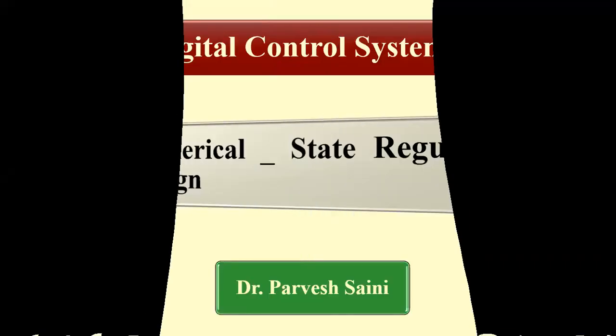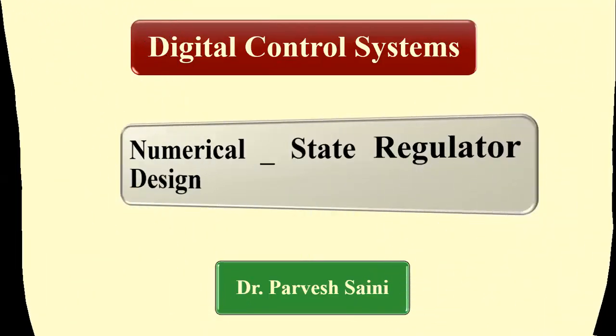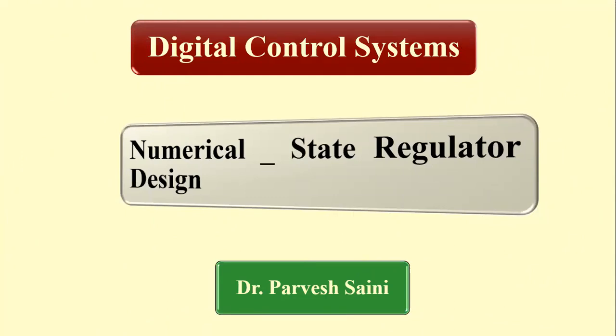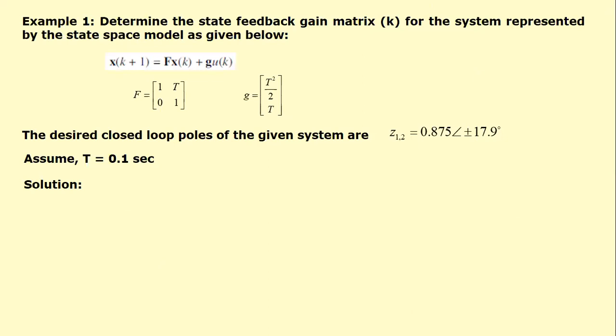So dear students, in this lecture we will discuss one numerical which is related to the state regulator design. That is, the purpose is to determine the state feedback matrix for a discrete time system. So the example is given here.